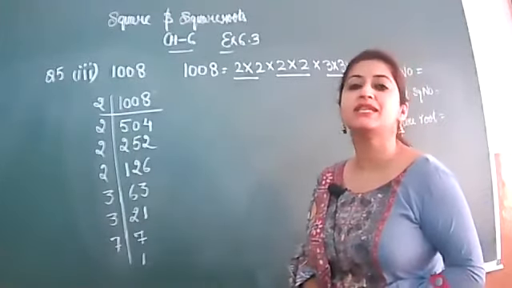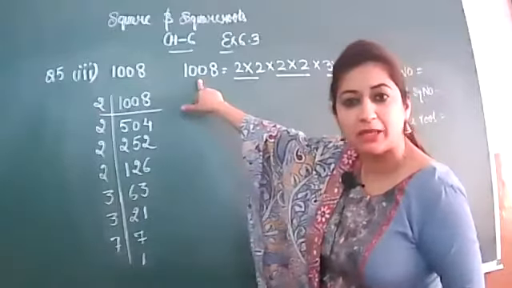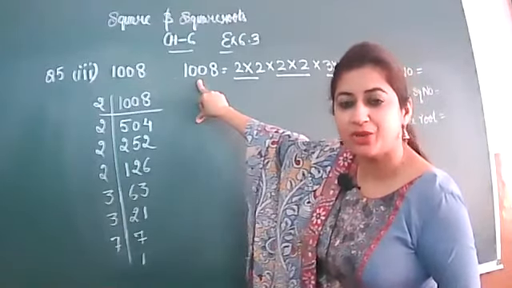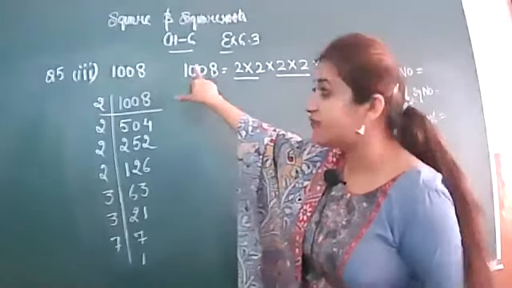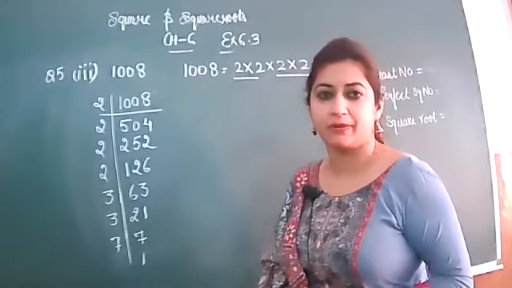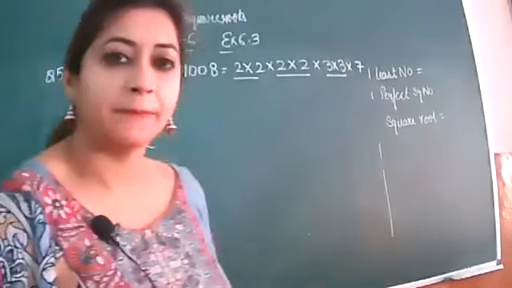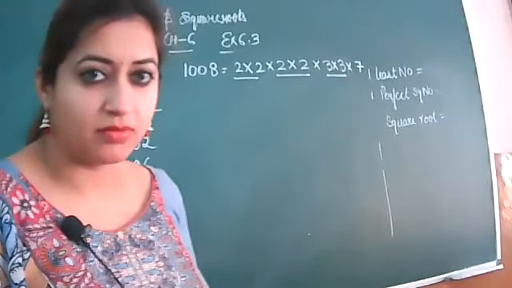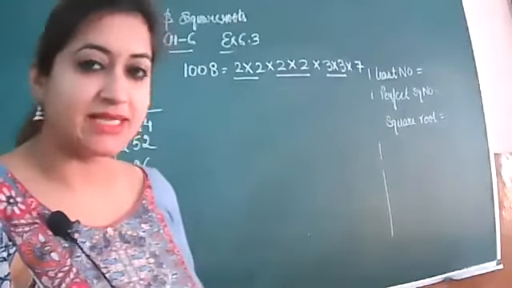So what is the least number by which this should be multiplied to make it a perfect square number? Yes, Arish, can you answer this question? By which number should this be multiplied to make it a perfect square number? Yes, ma'am, 7. Yes, exactly.